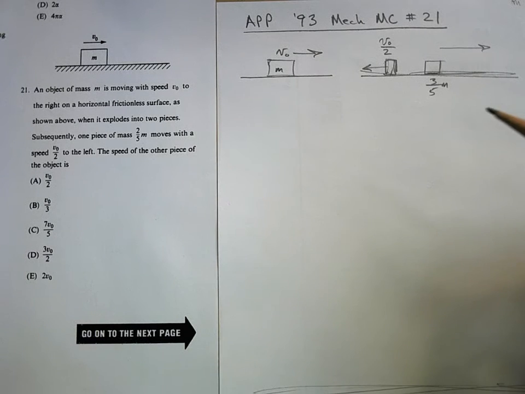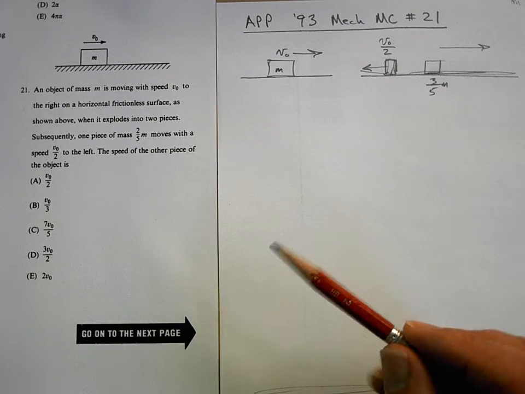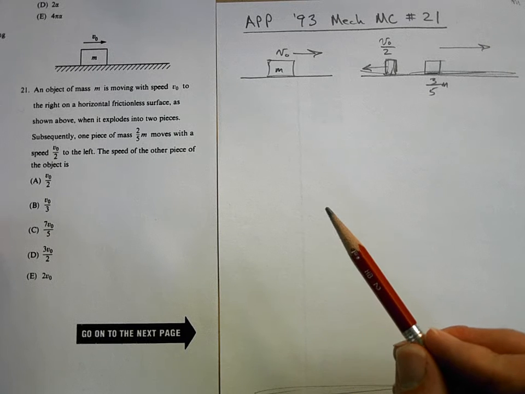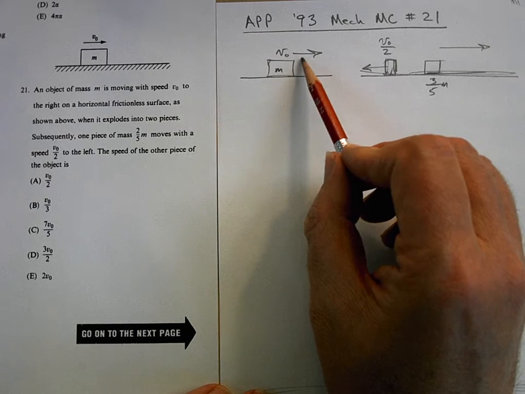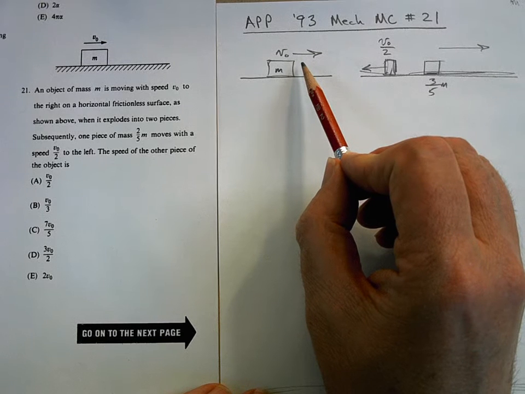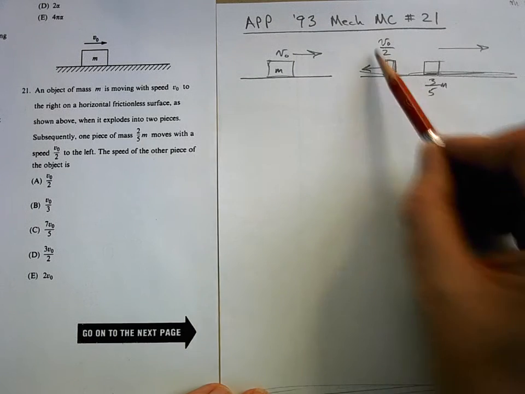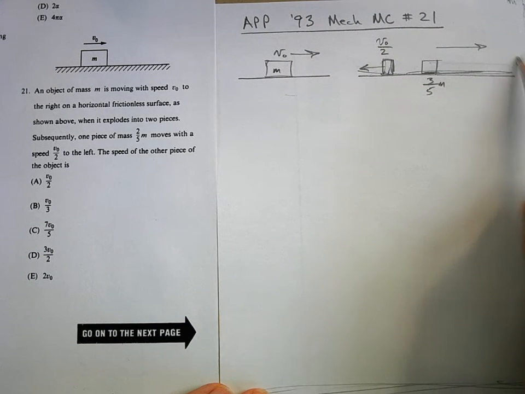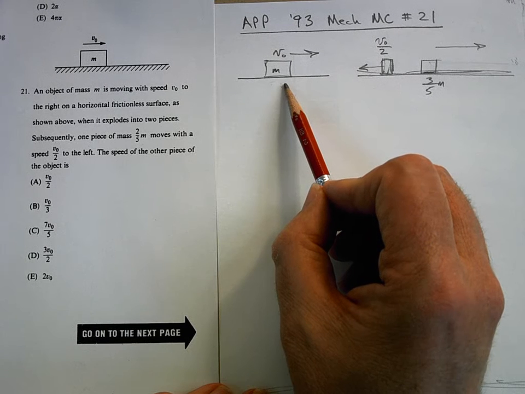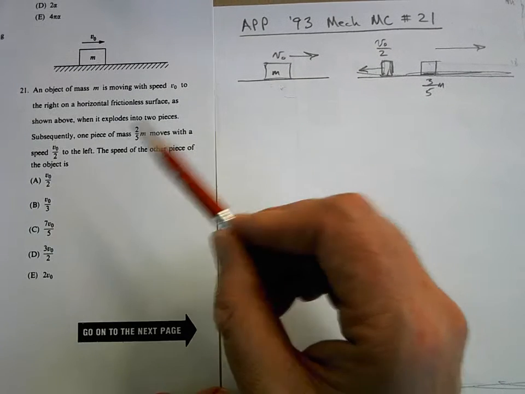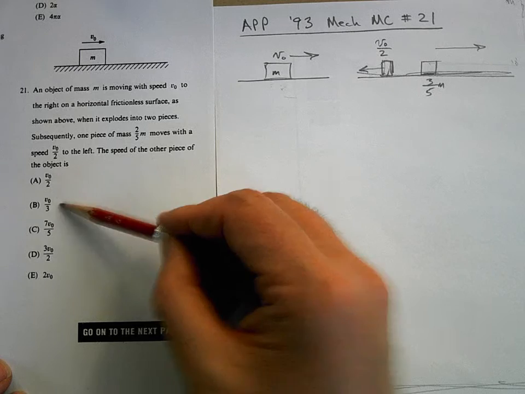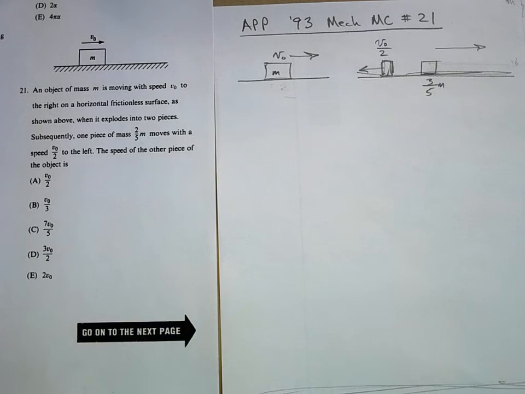That's the main idea. So the answer is going to be greater than v0. Can you see why it's going to be greater than v0 if momentum is conserved? If this is moving to the left, this has to be moving to the right even faster than it was before the explosion. So what that means is that you can eliminate A and B. And if you need to guess, if you're running out of time, at least you have something you can guess with a little better. But let's go ahead and do the problem.